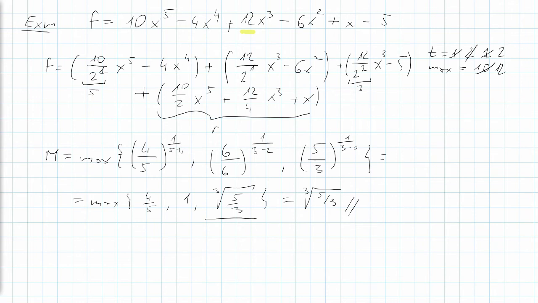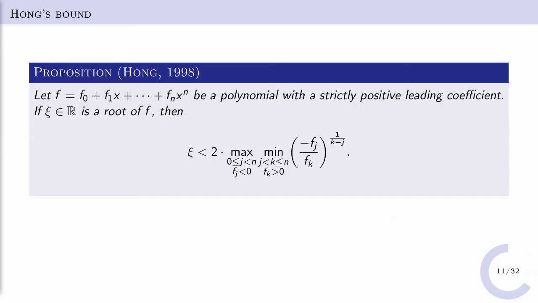Let me now present another bound for the real roots. This is Hong's bound. Hong's bound was invented in 1998, so as you can see, it predates the Stefanescu theorem. However, the easiest way to prove this bound is using the Stefanescu theorem. This bound works like this.